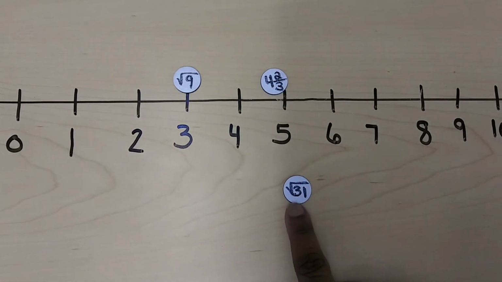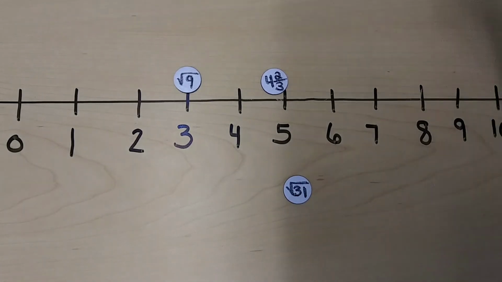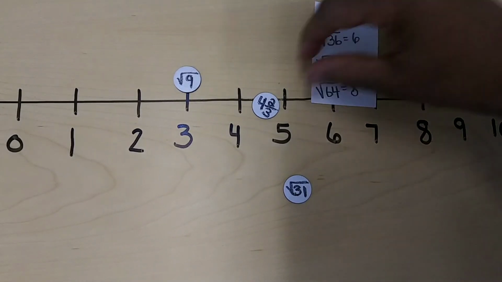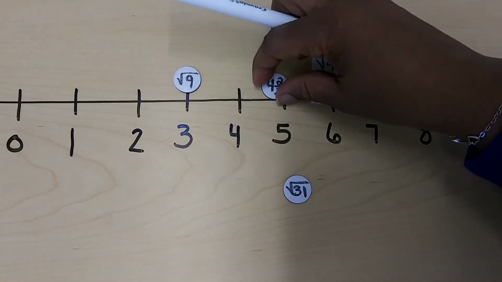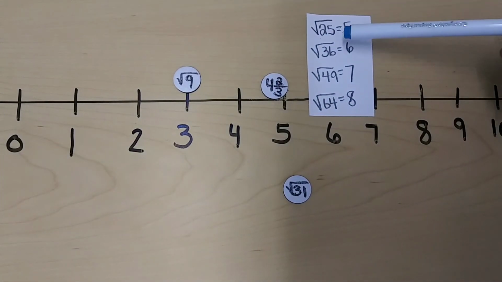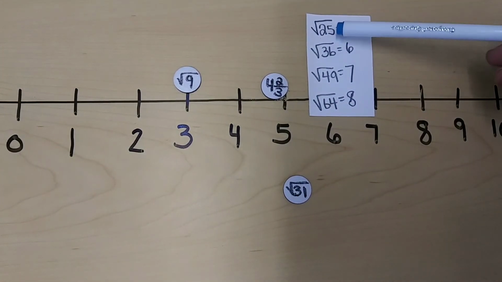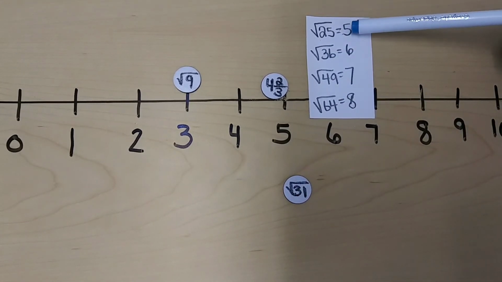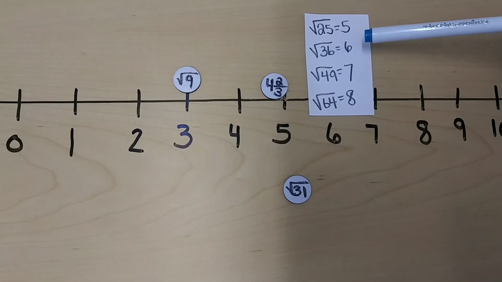The only thing I need to do is figure out between which two whole numbers I will find the square root of 31. You have to think about the perfect squares. You have to have those memorized. The square root of 31 falls between the square root of 25 and the square root of 36. That's where the square root of 31 is, so it must be between the whole numbers 5 and 6.